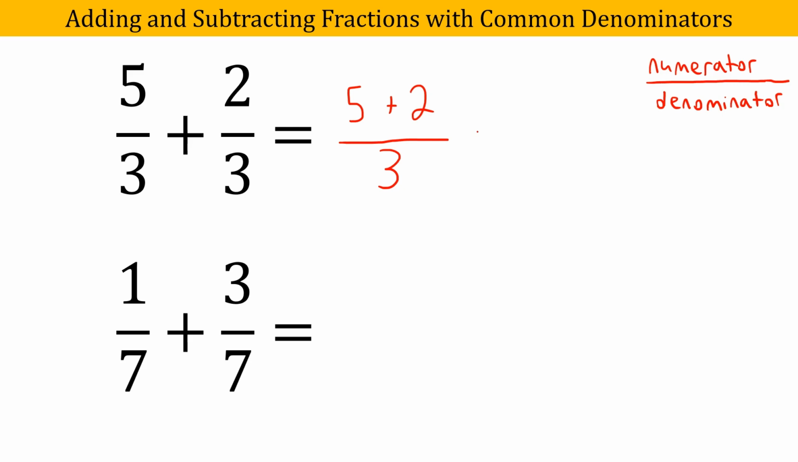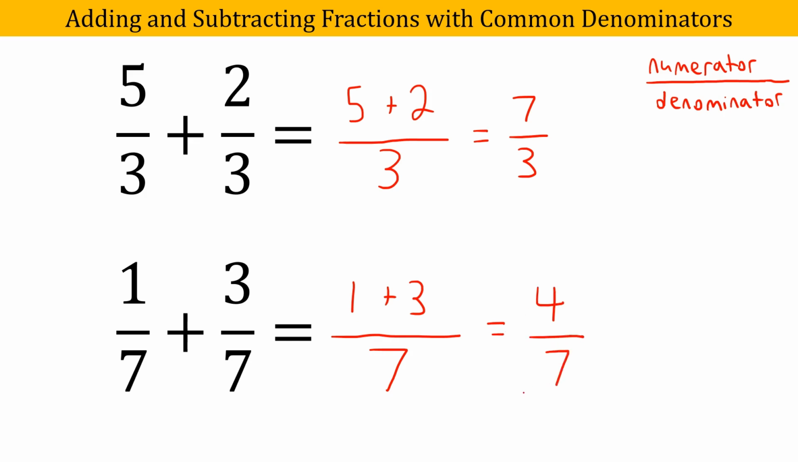Now I simply have 5 plus 2 divided by 3. And 5 plus 2 is going to be 7. So my final answer is 7 over 3. Now if I solve for my second example, I have 1 over 7 plus 3 over 7. Since the denominator is the same, I can simply keep it the same and just add my top numbers, which are my numerators. So I have 1 plus 3 over 7. And in this case, 1 plus 3 is 4. So my final answer is 4 over 7, or 4 divided by 7, or 4 sevenths.